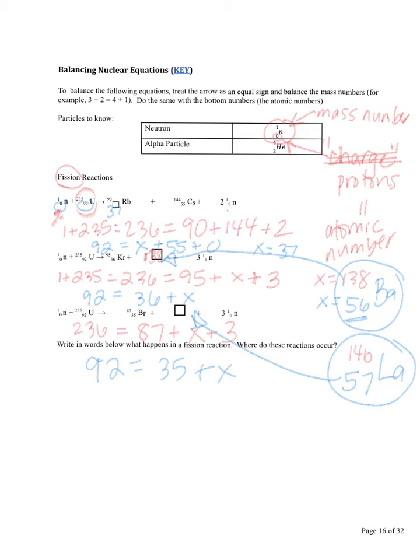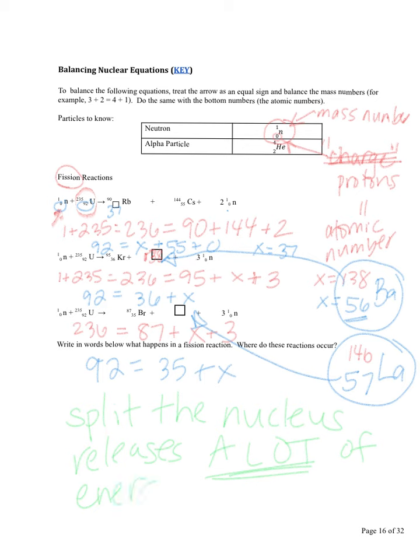Big idea from it is we're splitting the nucleus. So in other words, what happens in a nuclear fission reaction? You split the nucleus and it releases, when I say a lot, I mean a lot of energy. And where does this happen? This happens in nuclear reactions, but also it happens in nuclear power plants and in old atomic bombs. But this is what happens in nuclear power plants, is nuclear fission.